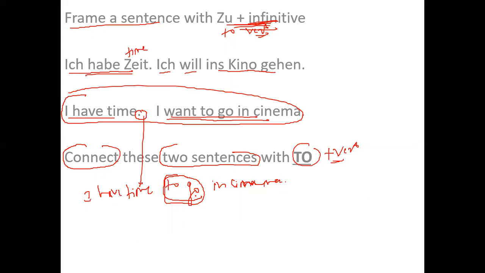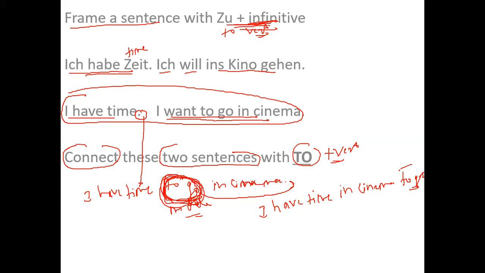So if I say what is to plus infinitive in this sentence, you can easily say, sir, it is to go, and the position of it is in the middle. This is about English. But what about German? If I need to frame these two sentences in German, this to go will come at the end of the sentence. So I shall write I have time, I have time in cinema to go, right? Because rule number 1 says that zu plus infinitive will come at the end of the sentence. So I have applied that rule.